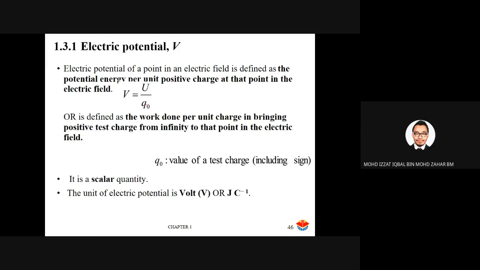So what does it mean by positive charge? Sometimes it's per unit test positive charge. Yeah. Positive test charge. So test charge ni dia ibarat something yang olok-olok. It's just a test charge. This charge exists so that you can test dia punya direction. Nanti saya explain more. Or it's defined as the work done per unit charge in bringing positive test charge from infinity to that point in the electric field.